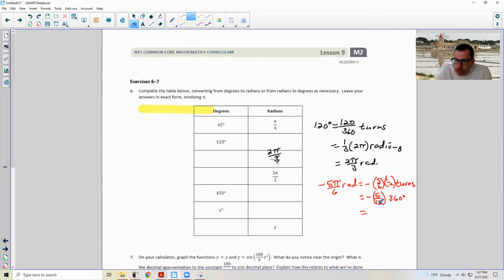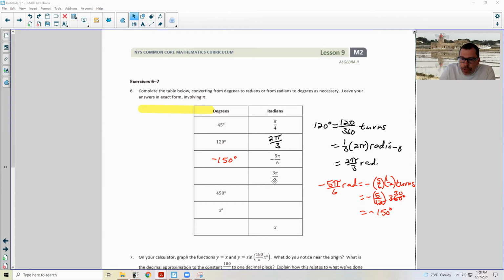So that is going to equal, well, 12 will go into 360 30 times. So 5 times 30 is 150 degrees. So this would be negative 150 degrees. And somehow this got moved. There we go. Okay, negative 150 degrees. And then we're going to do 3 pi over 2. All right, so I'll do that over here. So 3, oh, I see everything got moved.